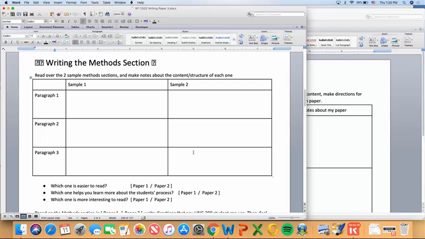So, take a few minutes, make some observations about the two papers, and we'll come back and develop some directions for writing the methods section for this paper. So, go for it.